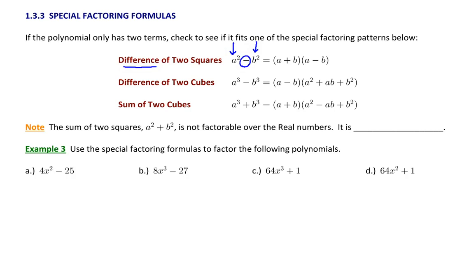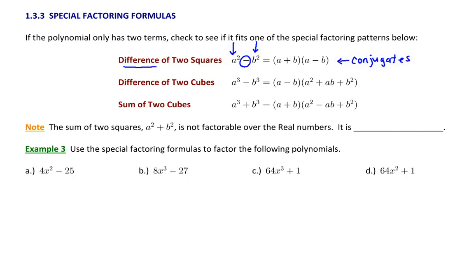In that case, it's always going to have the same pattern for factoring. We would factor it as a plus b times a minus b. And by the way, those 2 factors are what we call conjugates. That is, they are the same 2 terms with a different sign in between. One's a plus, one's a minus.